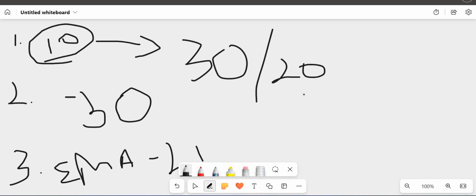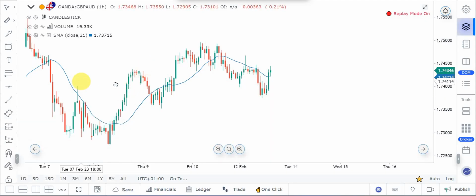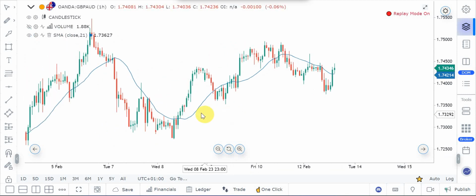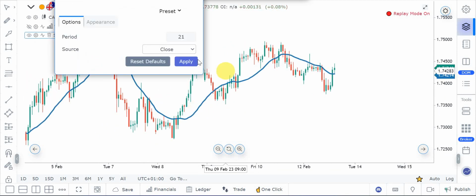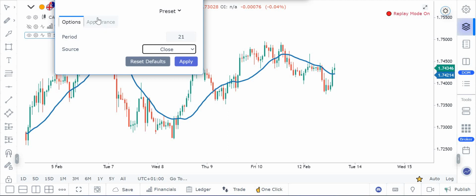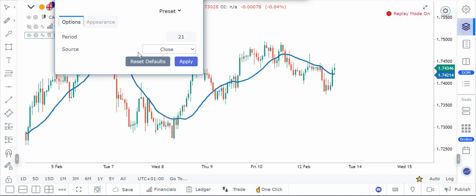So let's go right to the chart now. This is our chart, and we have GBP AUD here, 1 hour time frame, and this is our moving average. You can see the period is 21. We are applying to close, and the method is exponential. It's an exponential moving average.